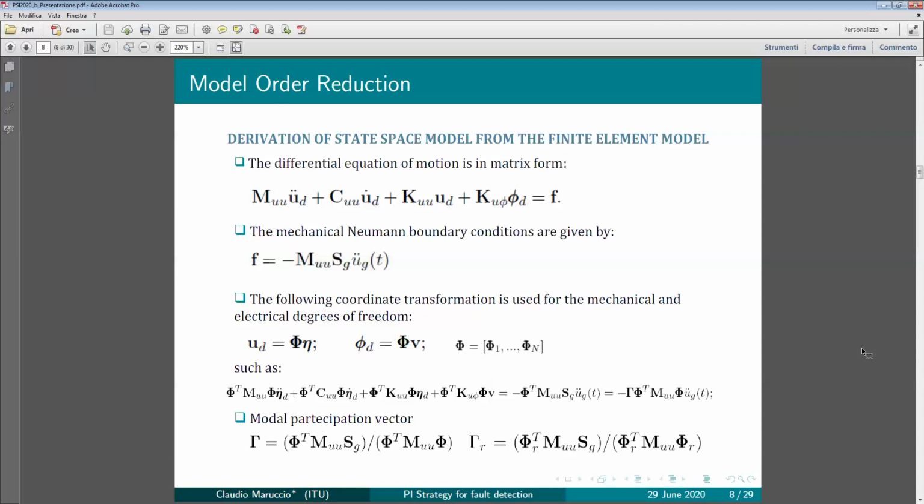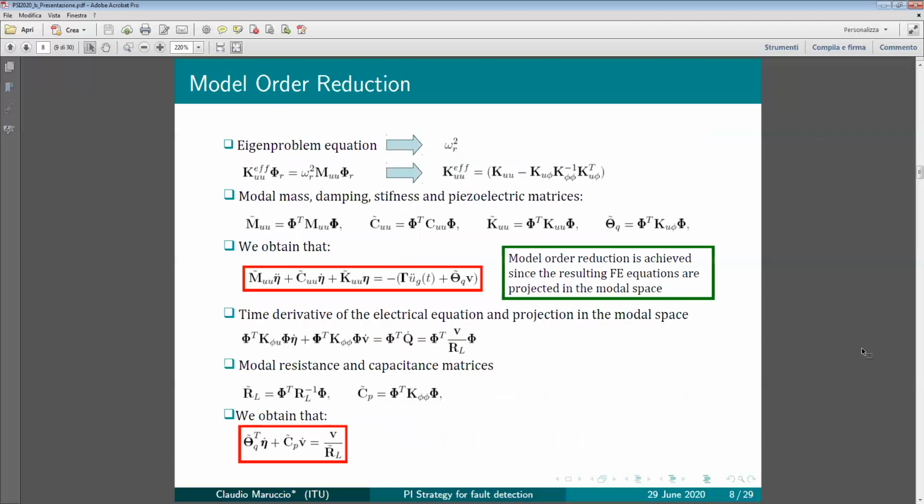A coordinate transformation is used for the mechanical and electrical degrees of freedom, such that it's possible to project the differential equations in the modal space. After the introduction of a modal participation vector, and the solution of the eigenproblem to determine the frequencies omega_r, it's possible to define a modal mass, modal damping, modal stiffness, and modal piezoelectric matrices with terms M tilde, C tilde, K tilde, and theta tilde.